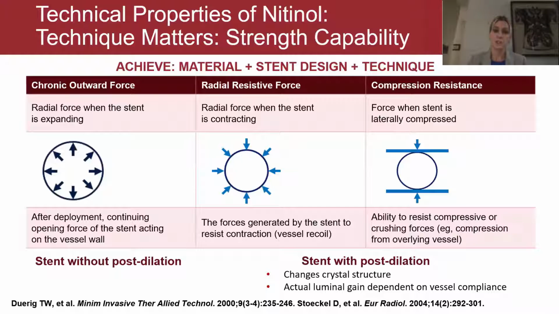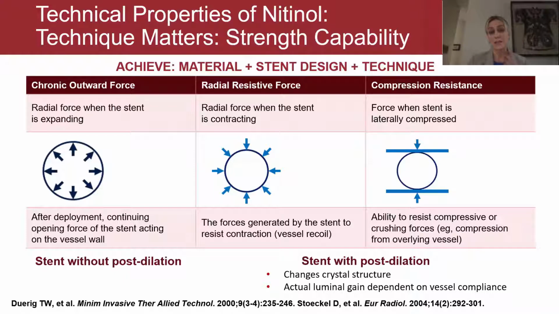There's one additional component that should be mentioned. With nitinol specifically, when you change the tools, you change the rules, is a saying we've always heard. And it's not just material and stent design, it's also technique to maximally use your material. So there are three forces we talked about earlier between arterial and venous that we need to achieve: the chronic outward force, radial resistive force, as well as compression resistance. The chronic outward force is immediately apparent when you deploy your stent. This is the force of the stent always wanting to get to its nominal size.